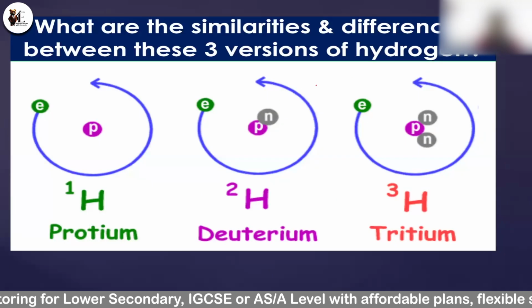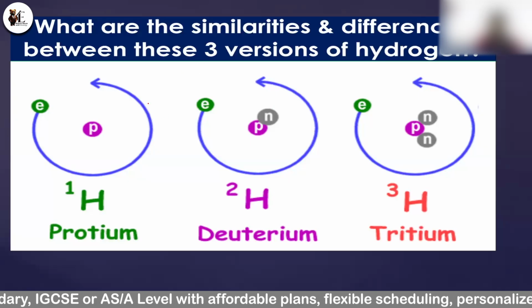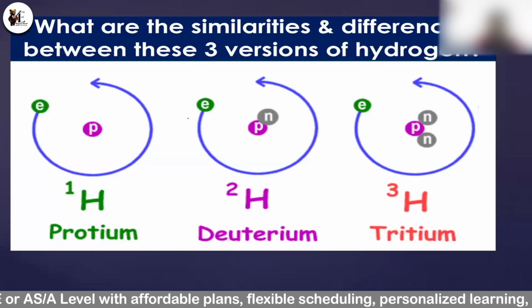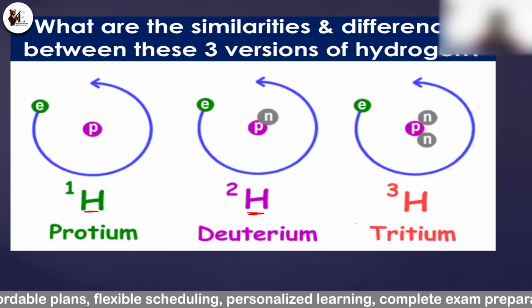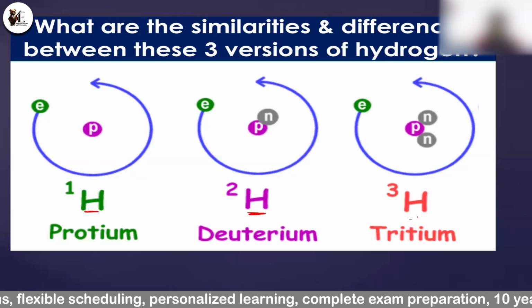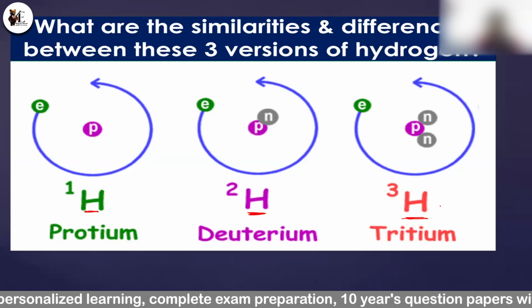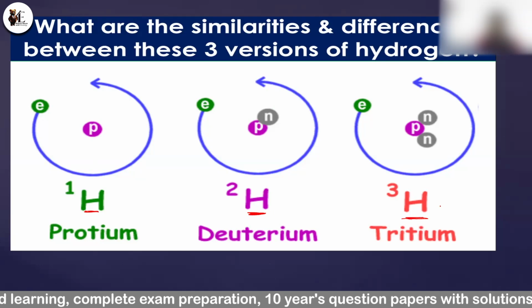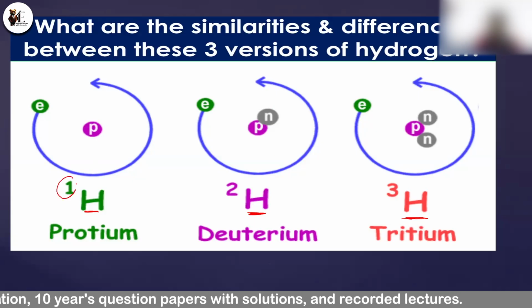Now today we will learn a new topic of this chapter. You can see this slide. What are the similarities between these three versions of hydrogen? This is also hydrogen. This is also hydrogen. H means hydrogen. So there are some similarities and some differences. The similarity is that all of these are hydrogens. What is the difference? The difference is the mass number.